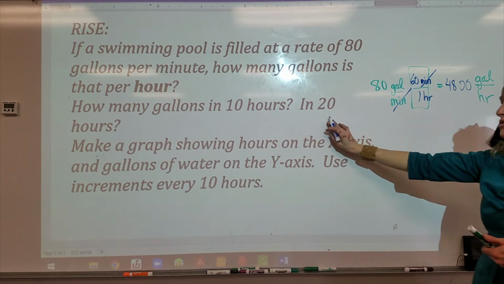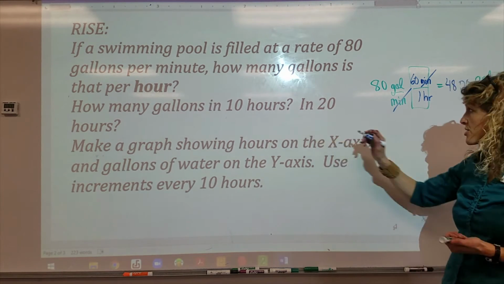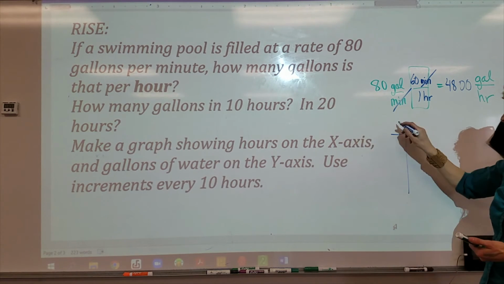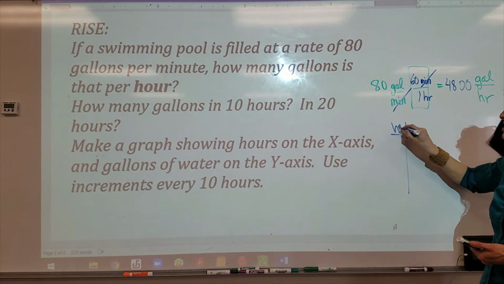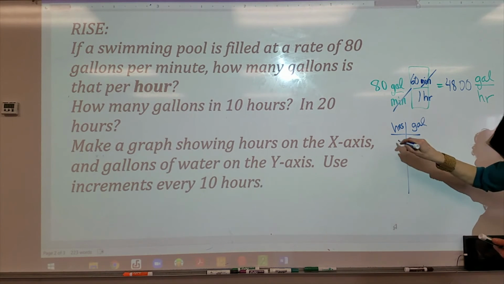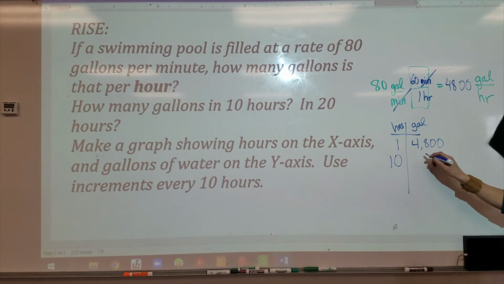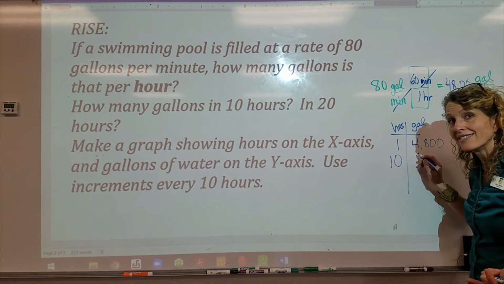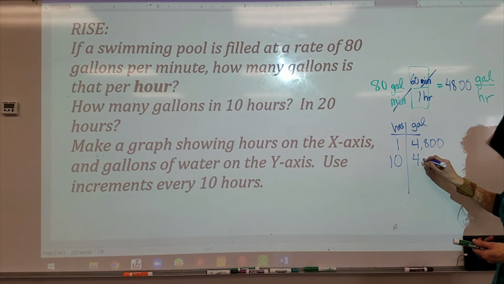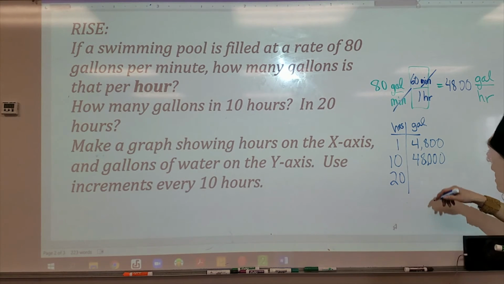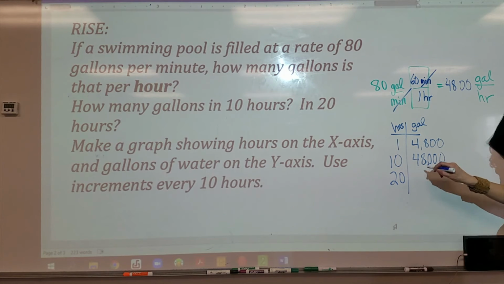But there's a few more parts to the question. How many gallons is that in 10 hours? So I'm going to think of this as an input-output, because it's asking me another one, 20 hours. So this would be hours, is my input. This would be gallons. After 1 hour of time, I know it's 4,800. After 10 hours of time, how many gallons? Well, I would times by 10, add the 0. So 48,000. How many after 20 hours? Well, that's going to be double. So I'm going to double that, times by 2, that gives me 96,000 gallons.